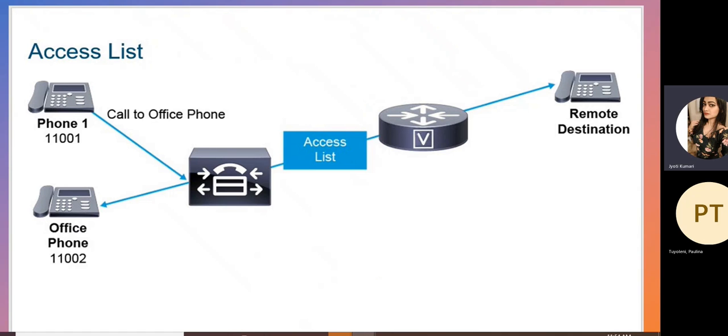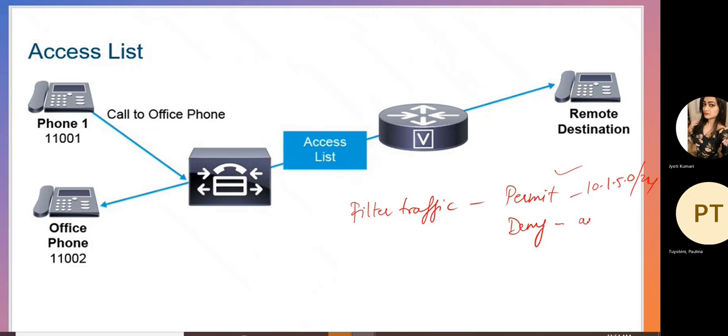We can configure an access list. An access list is used to filter traffic, to permit or deny traffic. So let's say I want to say that only my subnet, 10.150.0.0/24, should be permitted to access this particular service. It can be for various other services, in this case, like unified mobility. I want to allow this subnet only and deny all the rest, or any other specific subnet I can mention. So that is what an access list can be used for.